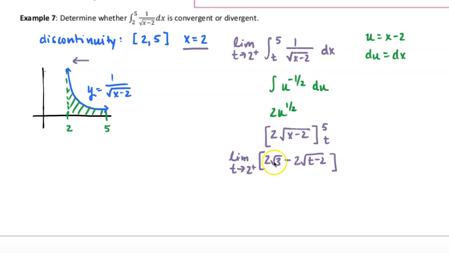All right. Now nothing happens to this first term when I plug in a 2, but when I plug a 2 into this square root, again from the right, my t minus 2 is still positive because this t value is going to be slightly larger than 2, right? But this is getting closer and closer to negative 2 times the square root of 0 as my t gets closer and closer to 2. And so this is going to go to 2 root 3 minus 0. And because this is just a constant 2 root 3, I can say that this converges to 2 root 3. And so my area under this curve is going to be 2 root 3.